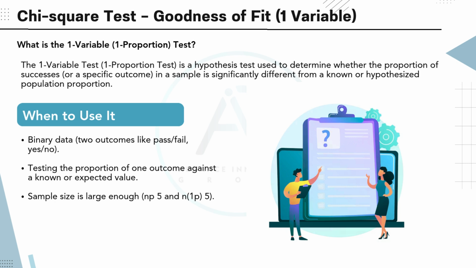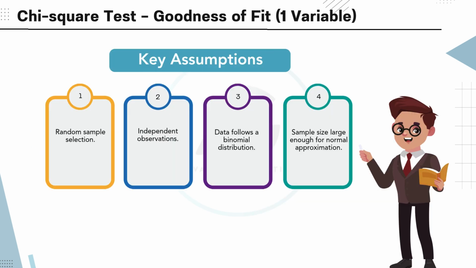So, if you're working with a single categorical variable and want to validate if the occurrence rate matches expectations, this is your go-to hypothesis test. To properly conduct the chi-square goodness of fit test, we must first validate certain key assumptions. These are non-negotiable if we want to ensure the accuracy and integrity of our statistical conclusions. Let's walk through each of the 4 assumptions presented on this slide.